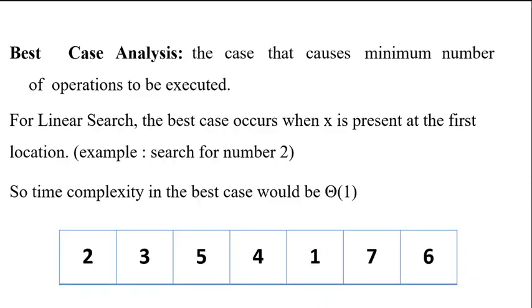Now the best case analysis is the case that causes the minimum number of operations to be executed. For linear search, the best case occurs when x is present in the first location or the first index. The first index is 0 and the number for us is number 2. And this, in the best case, would be big omega of 1.